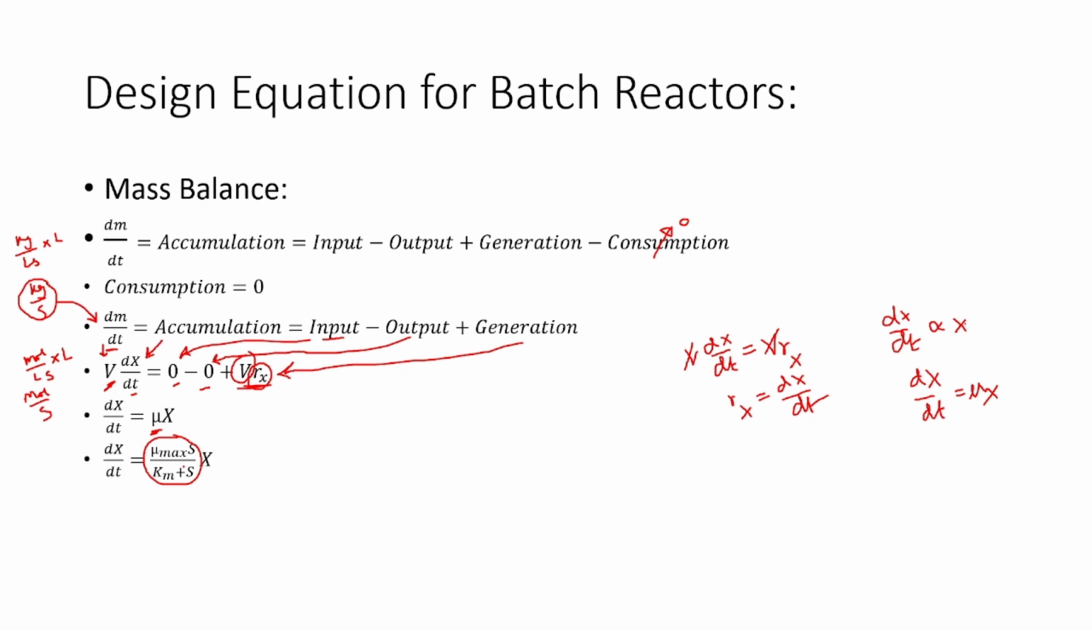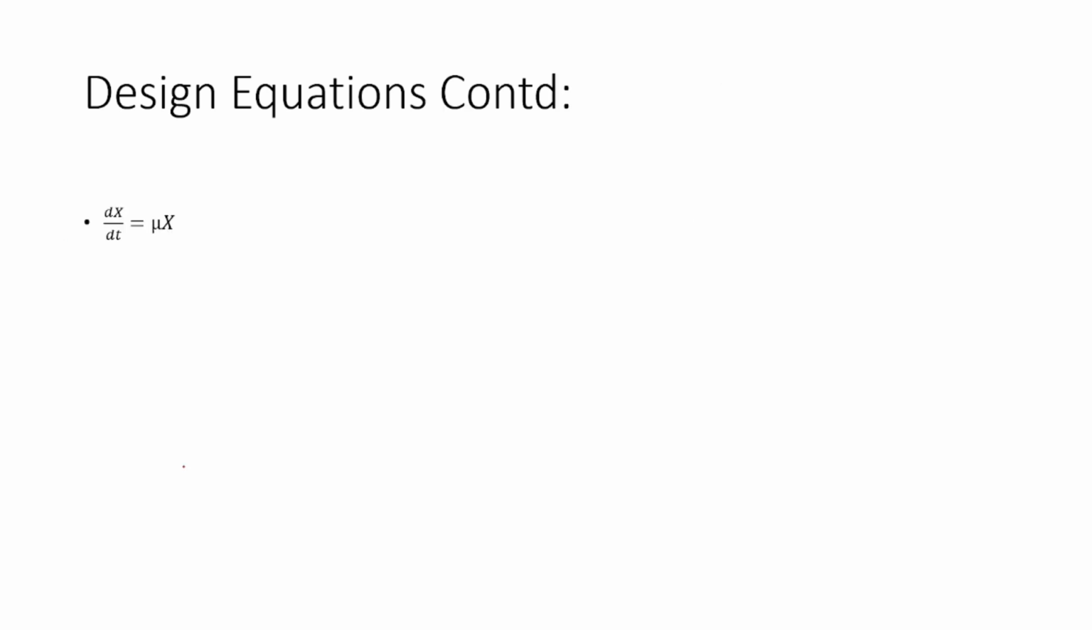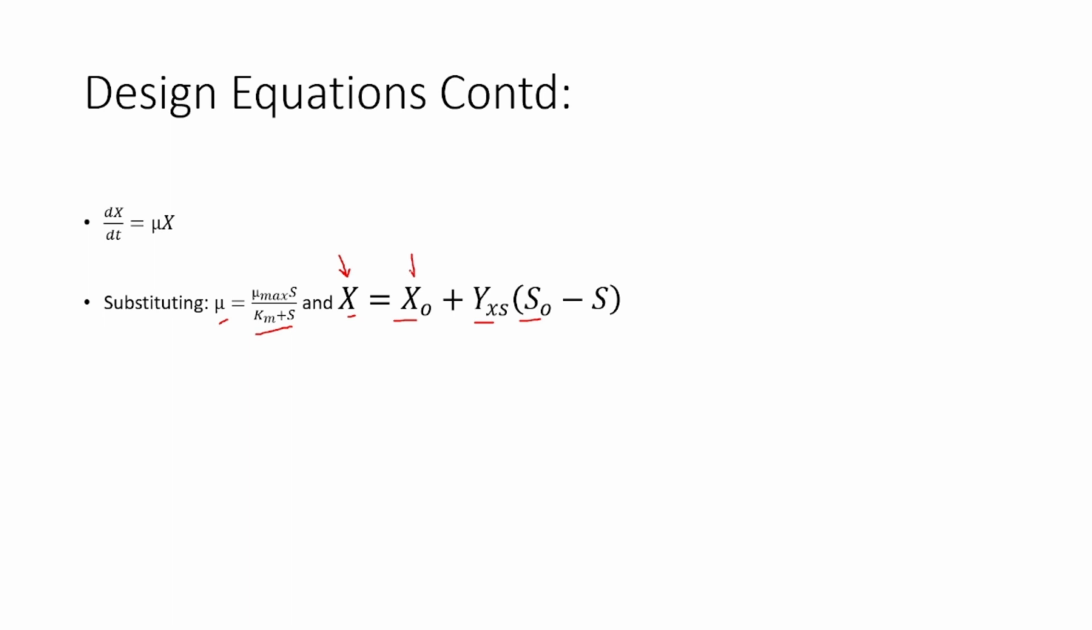Now we have seen that dX/dt equals mu X. Now if we substitute in this equation mu equal to mu max into S by Ks plus S, that is the Monod equation, and X is equal to X naught plus Yxs into S naught minus S. So X is the final biomass concentration, X naught is the initial biomass concentration, Y is the yield coefficient, S naught is the initial substrate concentration, S is the final substrate concentration. From where does this expression come? This expression comes from the definition of yield coefficient.